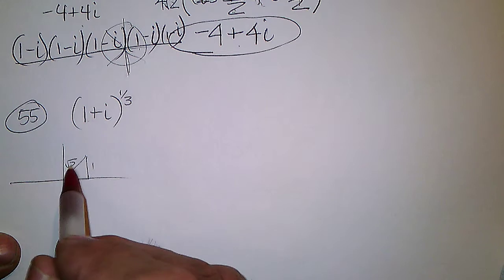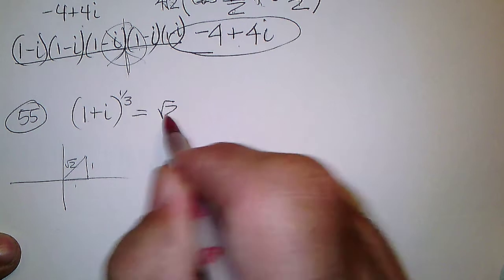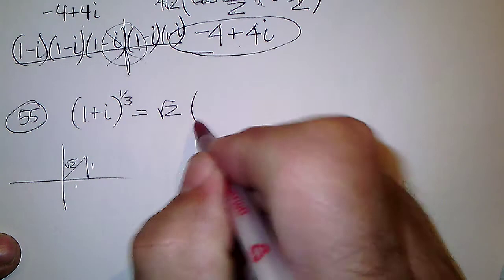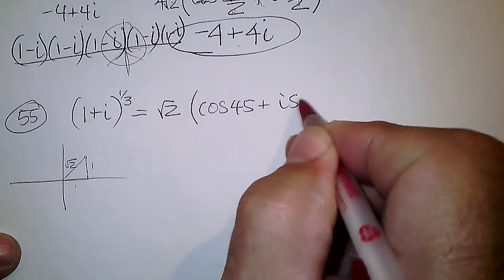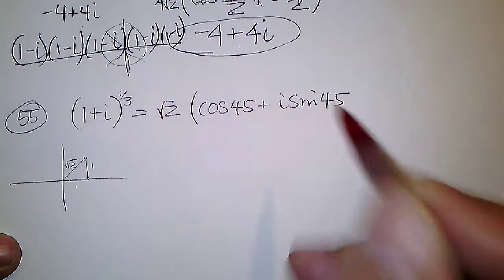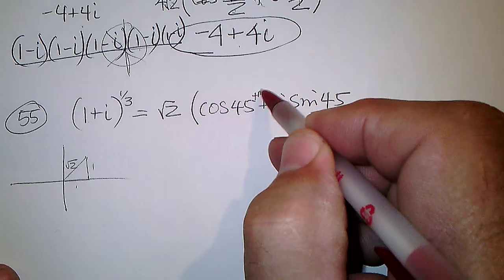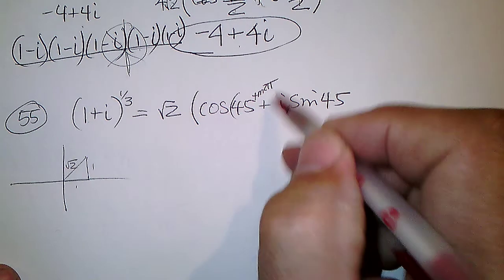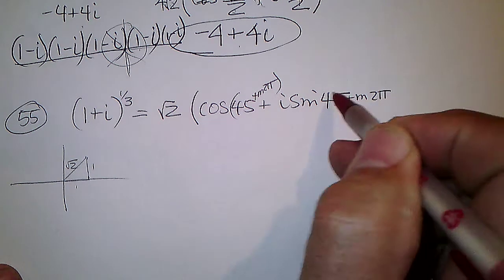Now 1 plus I would be up here. Square root of 2 is the radius. So in polar form, 1 plus I is the square root of 2, and it's at cosine of 45 plus I sine of 45. But when you're doing roots, you want to put in plus multiples of 2 pi.